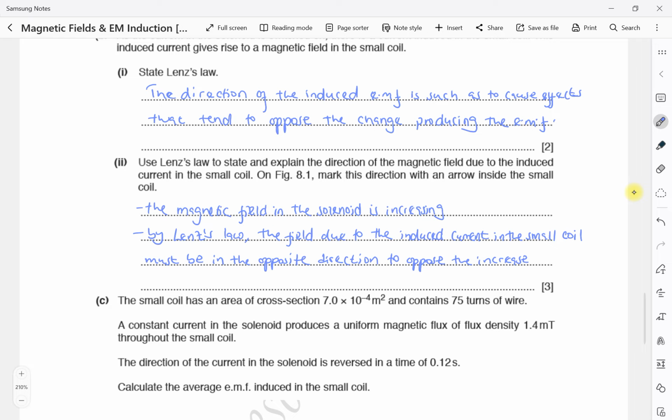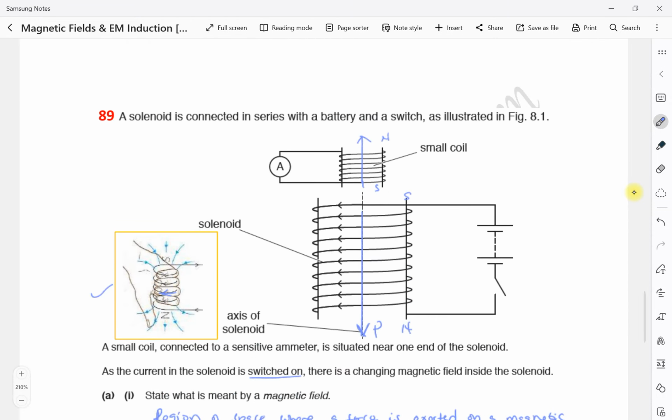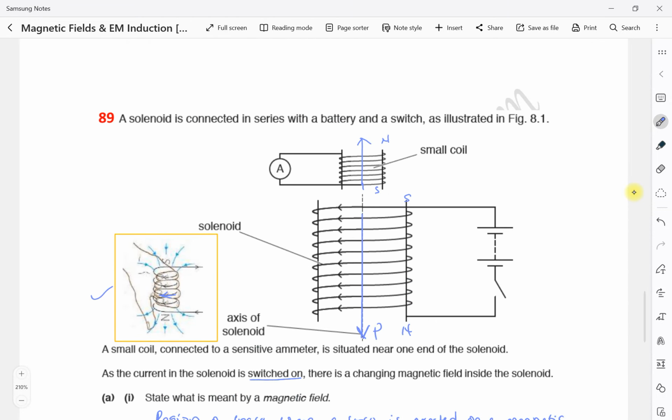So the induced EMF in the small coil must be such as to oppose the change producing it, which means that the field due to the induced EMF or induced current in the small coil must be such as to oppose the increase. Therefore, it must be in the opposite direction to oppose the increase. So the current which flows here when you close the switch must be such as to oppose the increase in the magnetic field around the solenoid. Therefore, the arrow should be in the opposite direction to that in the solenoid.